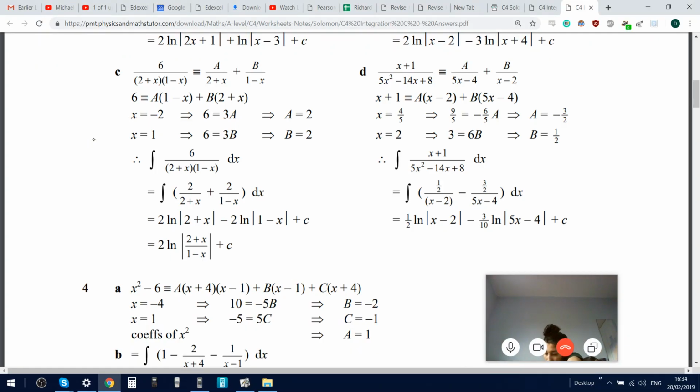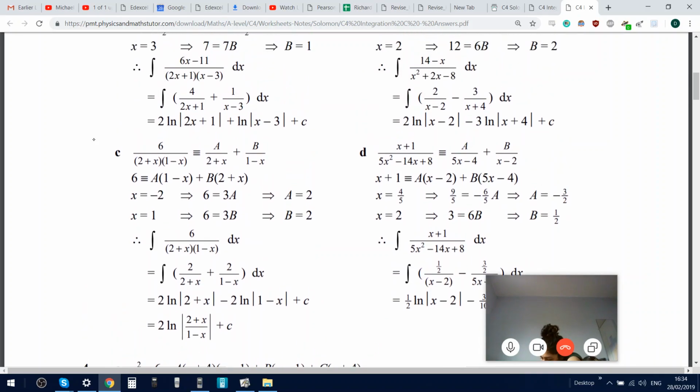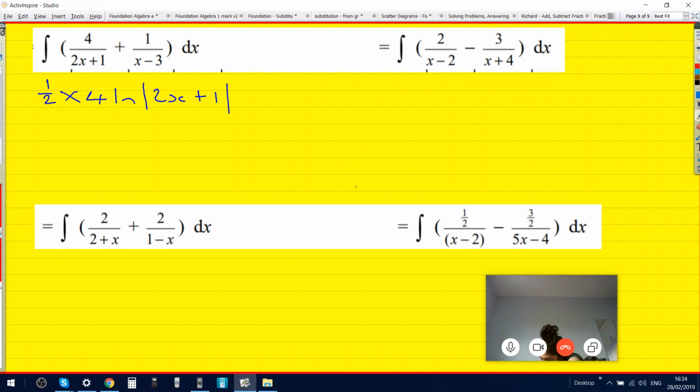4 over 2x plus 1 goes to half times 4 ln 2x plus 1. So half times 4 is 2. 2 ln 2x plus 1, and the other one is 1 over x minus 3. So it's plus ln x minus 3 plus c. Yeah.